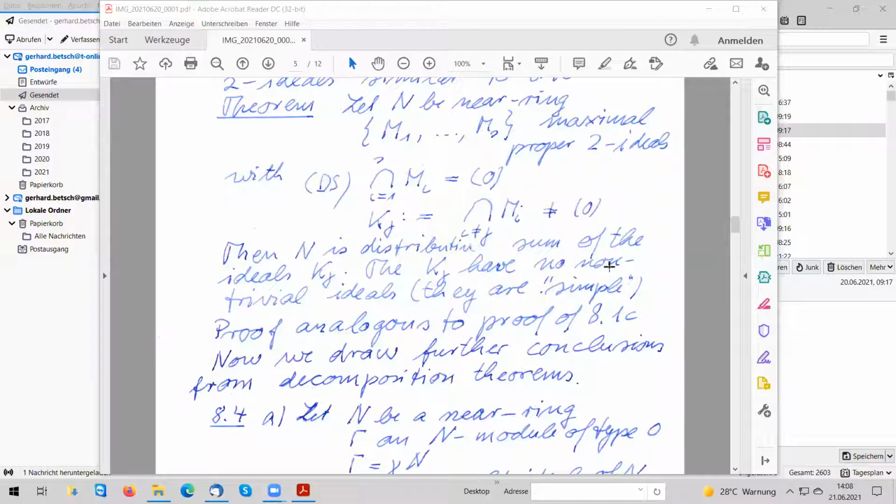We could even prove more. Some of these structures have no non-trivial two-sided, well, not ideal, how did we call it? A subnearring which is stable under multiplication from both sides. The proof is analogous to the proof of 8.1c.